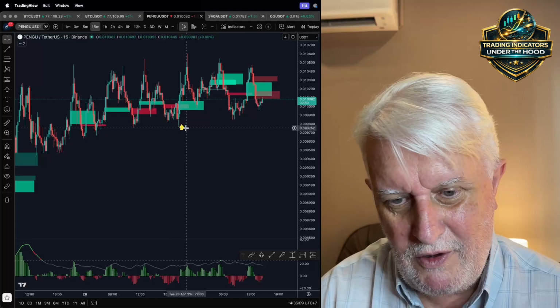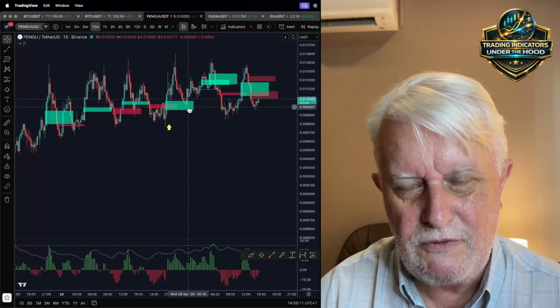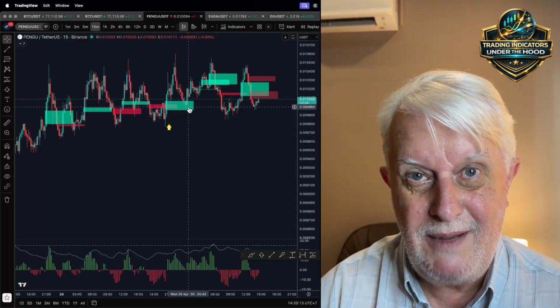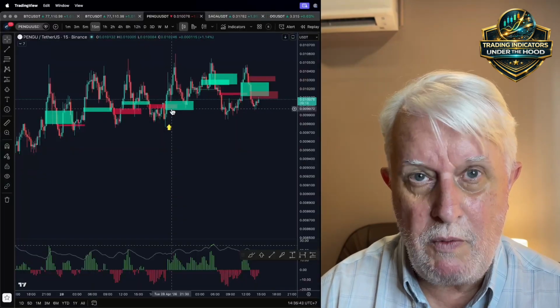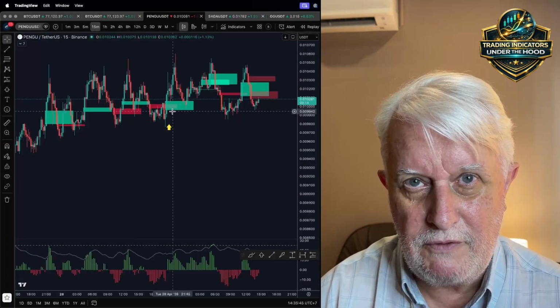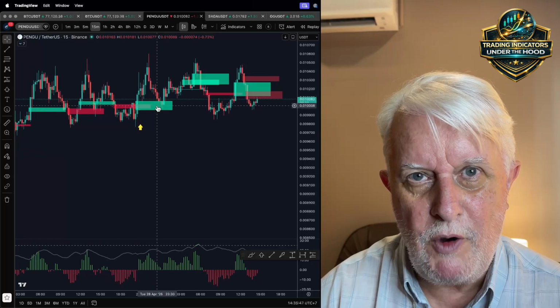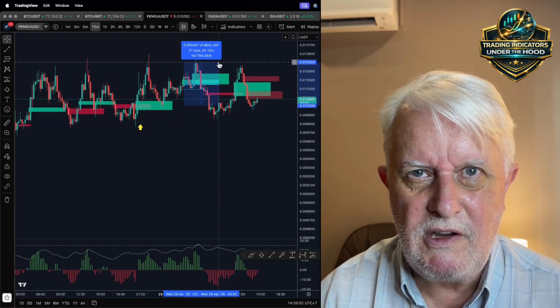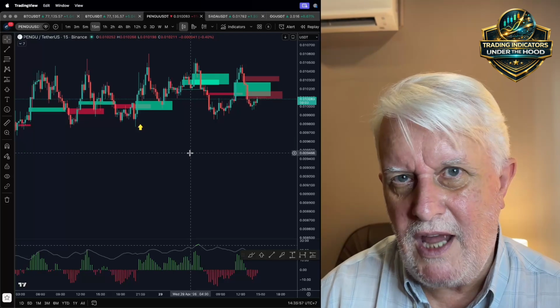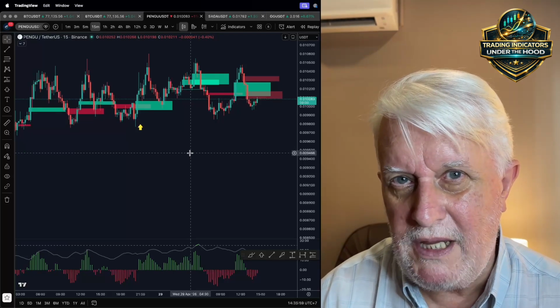And again, in Pengu, this fair value gap with a break of structure was an alert that came into Pulse Flow yesterday, my time 21:45, 2100, with a fair value gap with a break of structure. I always wait for a pullback into it. You would have gone in and you would have had, let's say, over 4%. ADX would have just kept you out of the market completely.